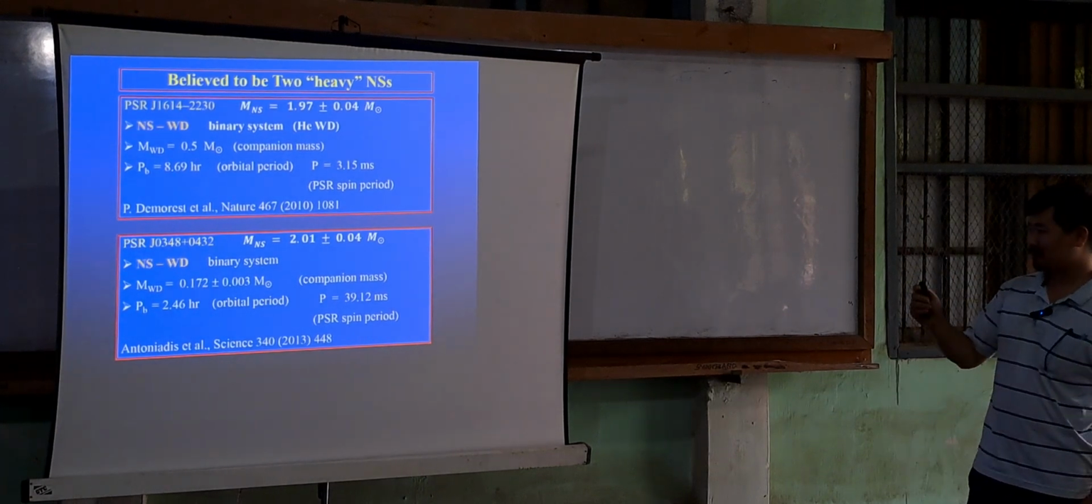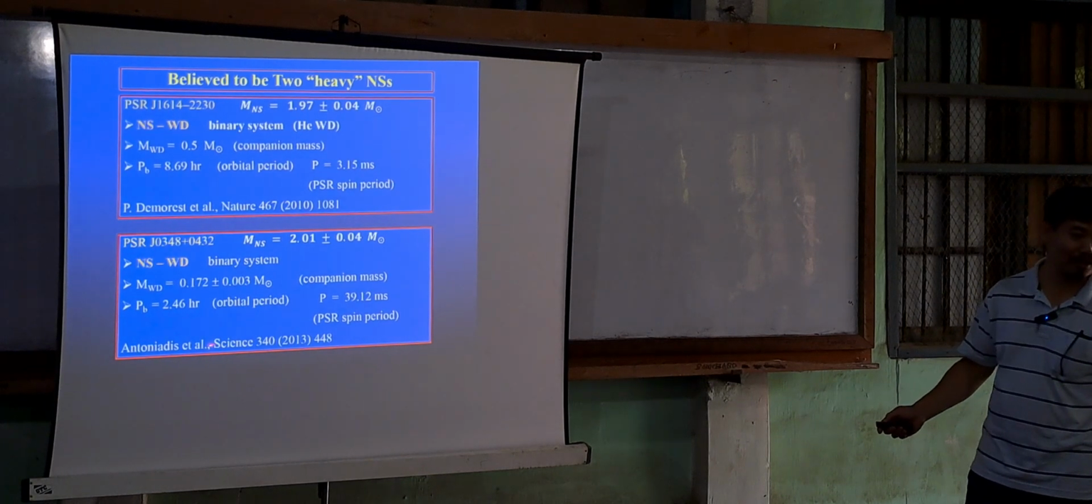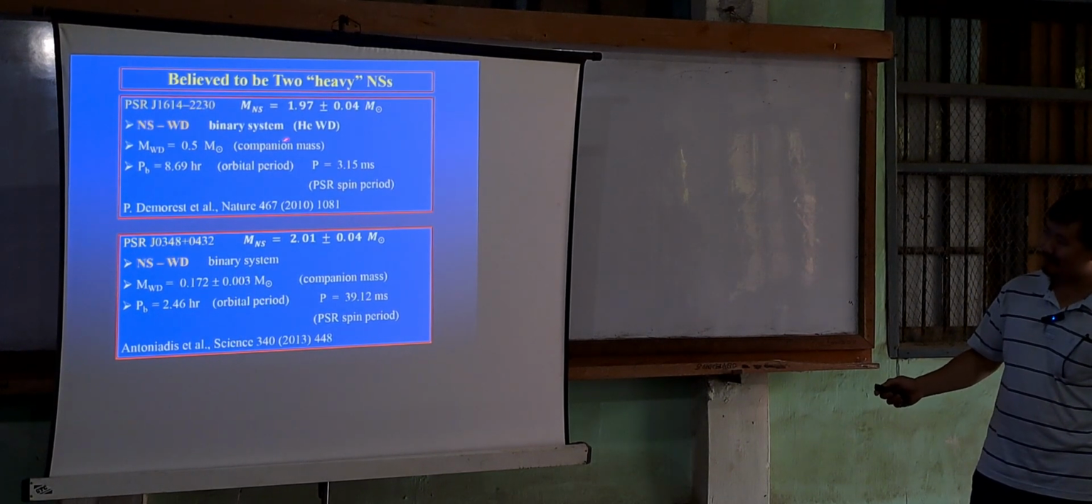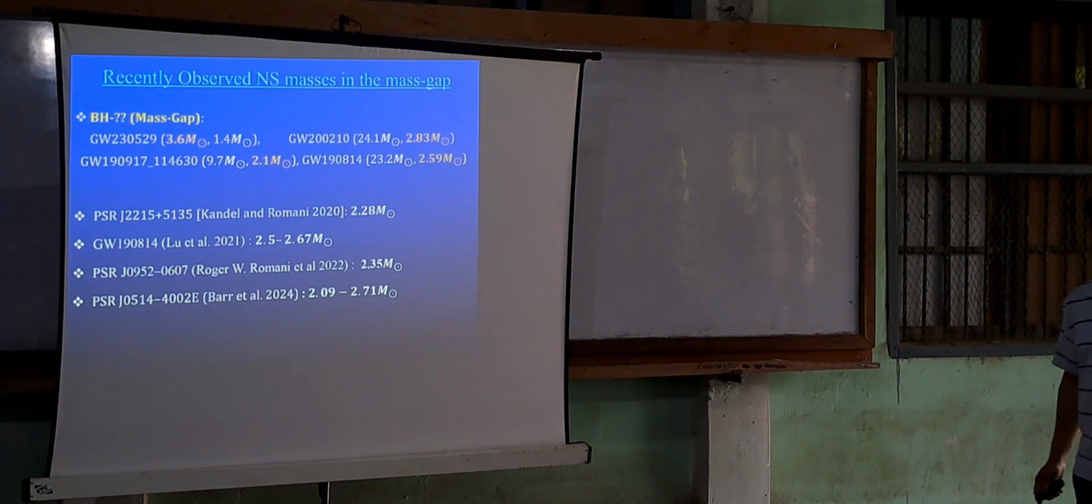And the next one, this is the next one here. Again, this is the heaviest neutron star in 2013. So the mass is increasing, not very much, but it is increasing as of now. Now, if we go to the next part.